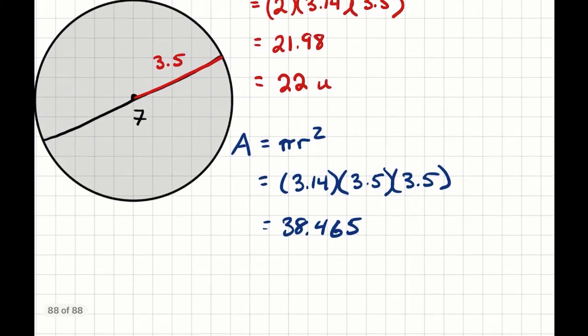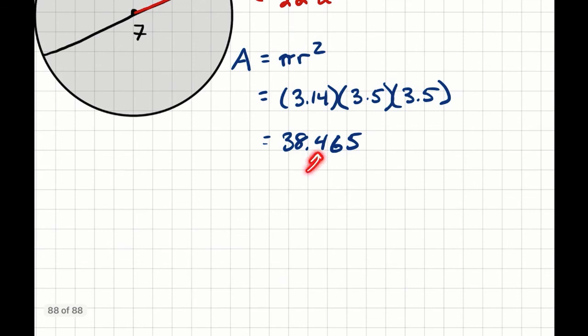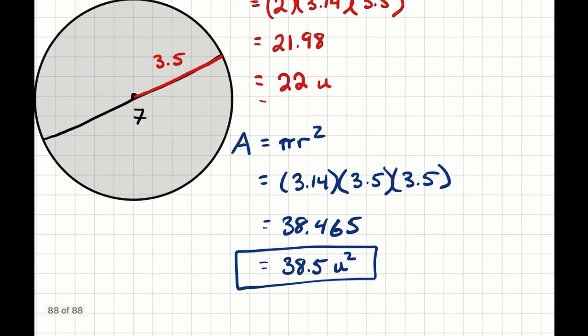Okay, and because our value here is rounded to one place past the decimal, we can do the same thing here. We can round to one place past the decimal. So our value should be 38.5 units squared for this particular circle. So now we have found the circumference, and we have found the area of this circle with radius 3.5.